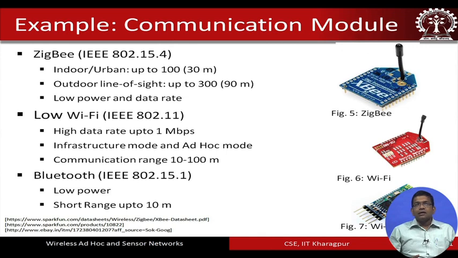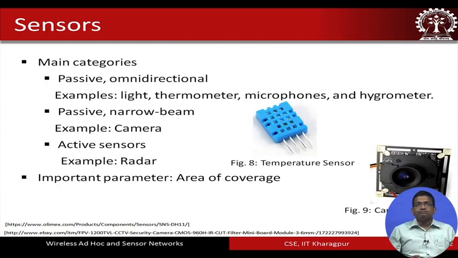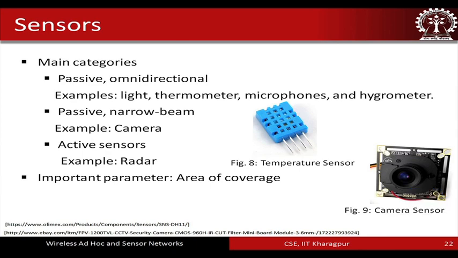The second is Wi-Fi. Wi-Fi offers longer range and higher data rate, but at the same time consumes more power. And Bluetooth is good for forming wireless personal area networks, and their transmission range is up to 10 meters. Bluetooth also consumes low power, and Bluetooth is based on the standard IEEE 802.15.1. Those were the communication modules, different types of communication devices that could be used, and the standards and so on.